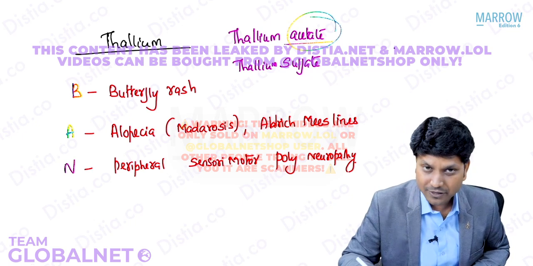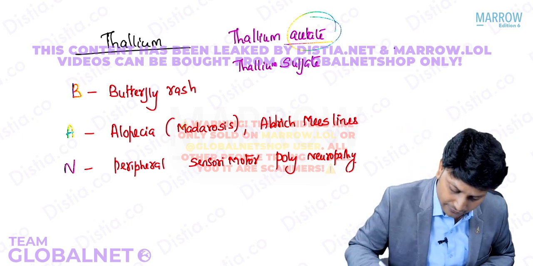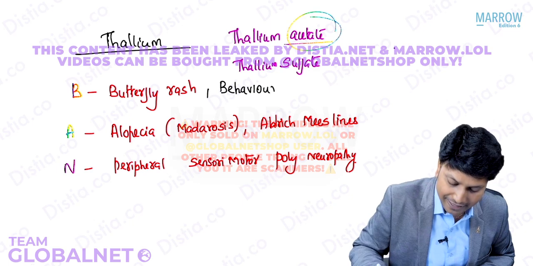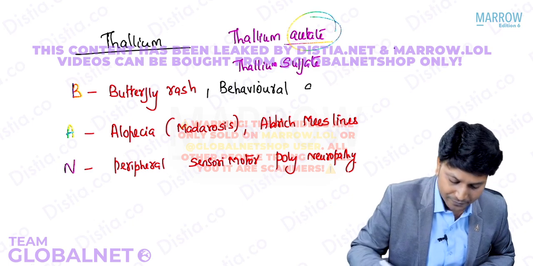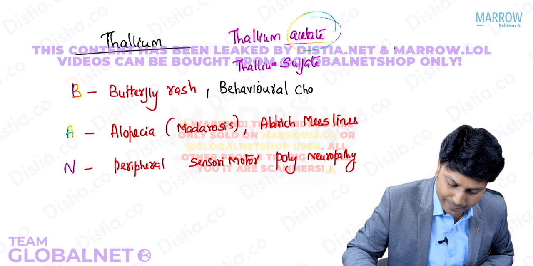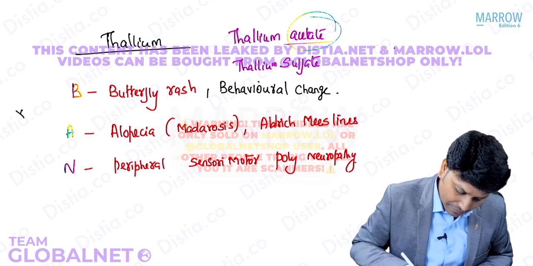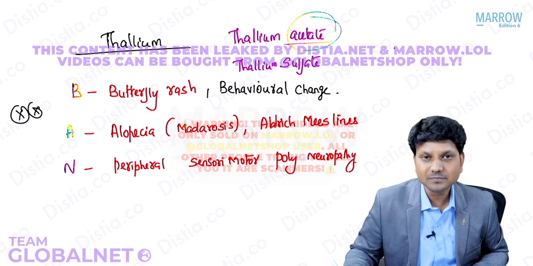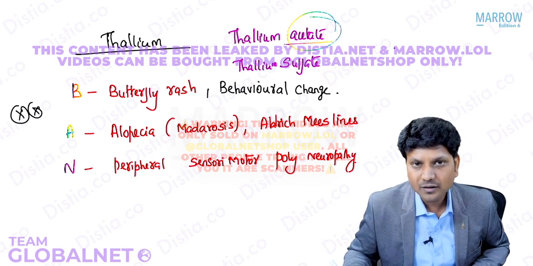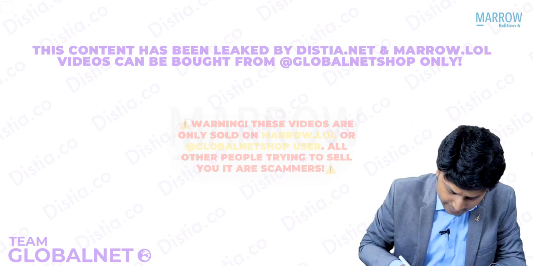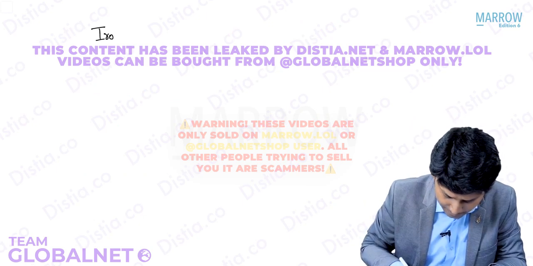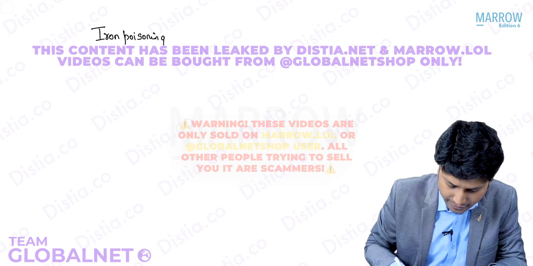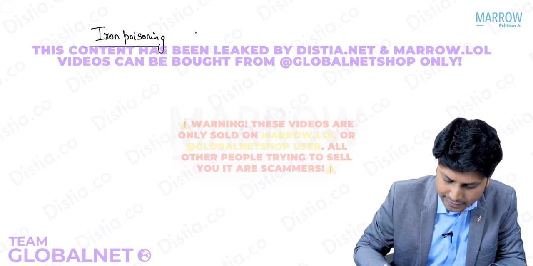It not only causes butterfly rash, there is one more important feature that you have to remember. The patient will also exhibit behavioral change. Do remember this BAN, and you will remember thallium poisoning. So, iron poisoning. This is another important poisoning which is very commonly seen in an accidental manner.